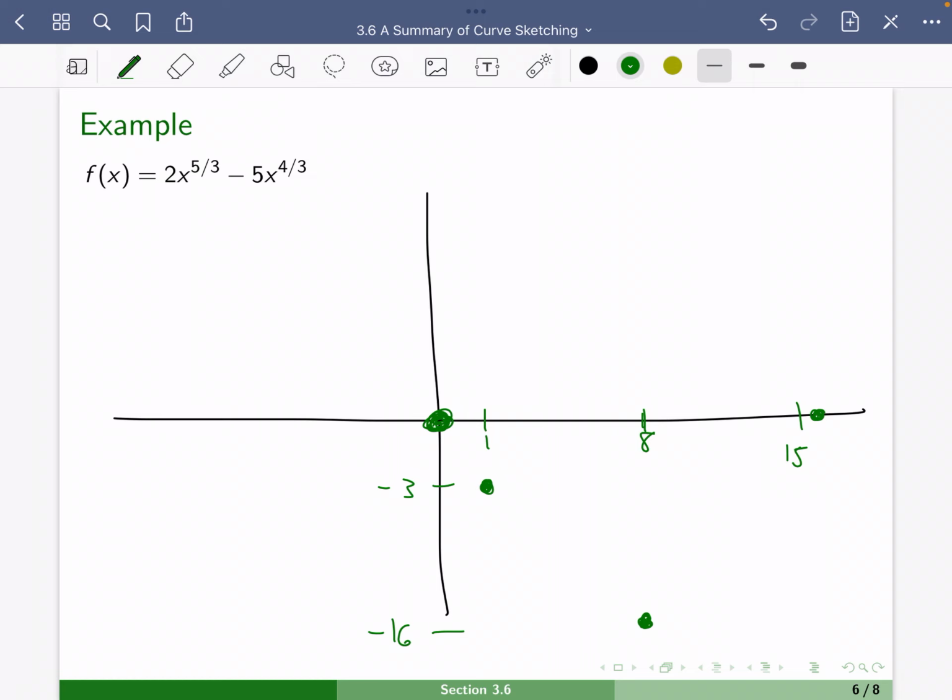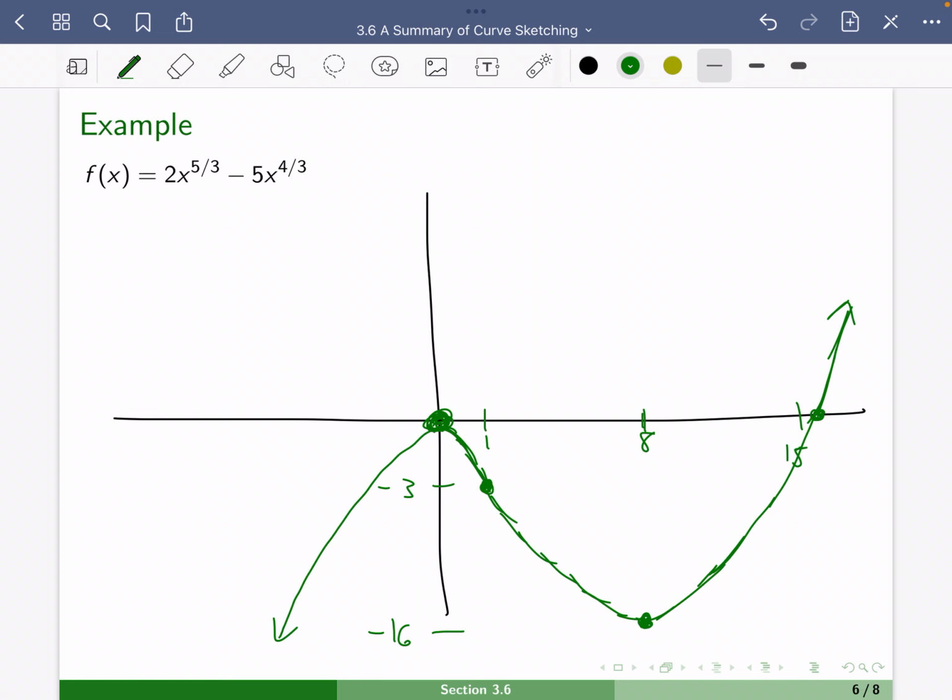And we were increasing up to this point. We hit a maximum, increasing concave down, continue concave down, but start decreasing. This was our inflection point, so we're going to change from concave down to concave up, but still decreasing. And then we stay concave up and start increasing again. So we have something that looks kind of like that.